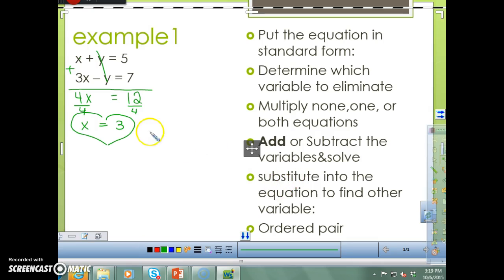And we're going to take the 3 and substitute it into one of the original equations to find the other variable. I'm going to put it in the first one. So it'll be 3 plus y equals 5, and then I can solve. And so our answer, our ordered pair, would be 3, 2. That's where the two lines would cross each other.